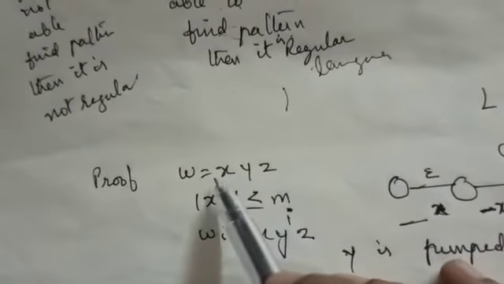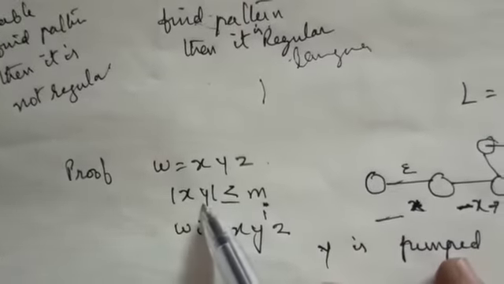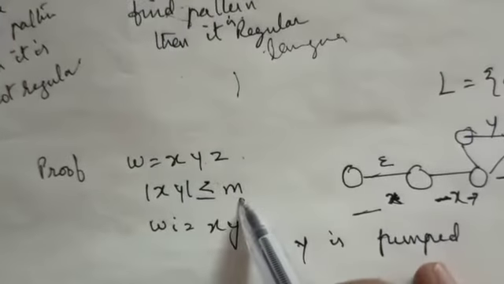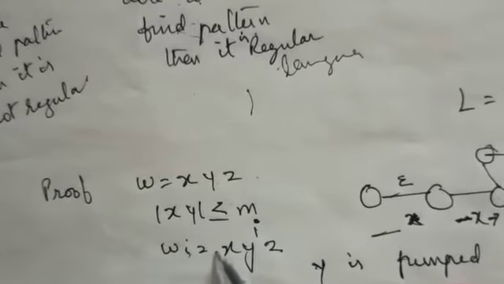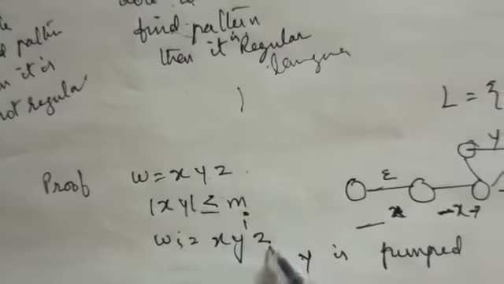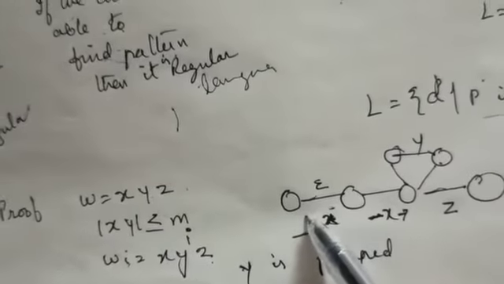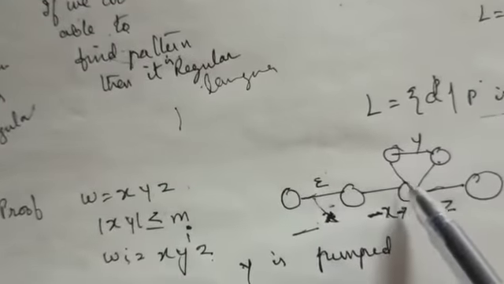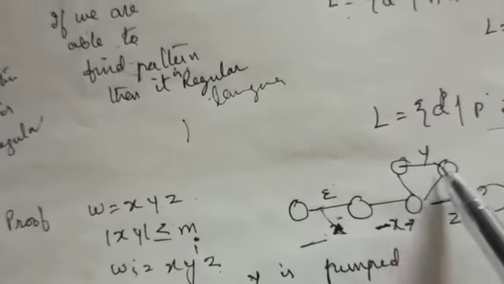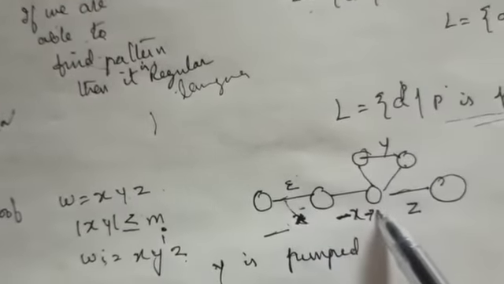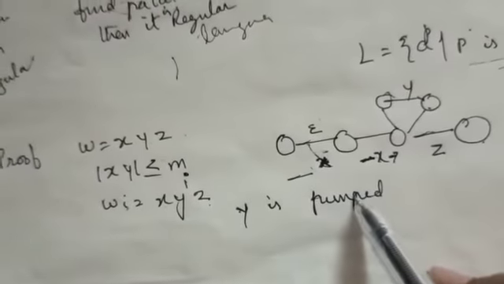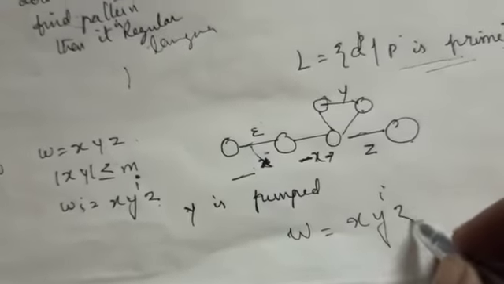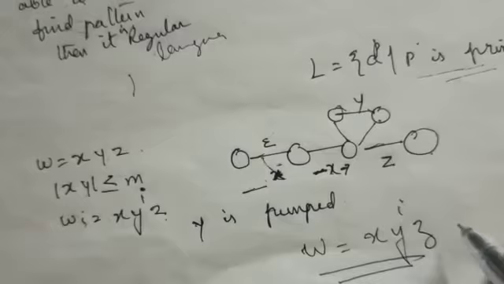Now if you take W equals XYZ, where the length of XY is less than or equal to M, and Wi equals x y power i z. That means if there is a path from this point, you can take this as an epsilon, then there is a path x, and then y can have a number of times looping, and then it goes to z. So y can be pumped. So we can have W equals x y power i z. This is how the pumping lemma has been proved.